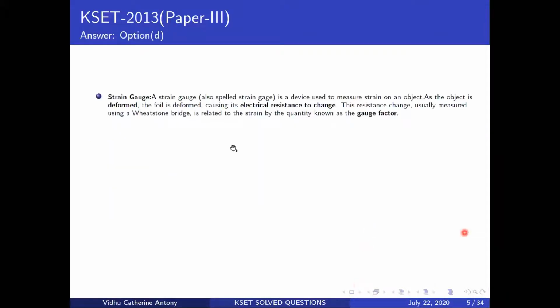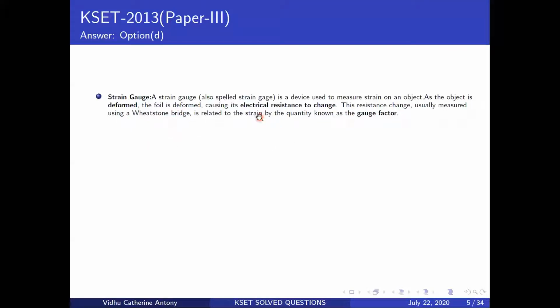Now let's look at what a strain gauge means. A strain gauge is a device used to measure strain on an object. It's nothing related to pressure, but it measures the strain of an object. As the object is deformed, the foil is deformed, which causes the electrical resistance to change. This resistance change is measured using a Wheatstone bridge.